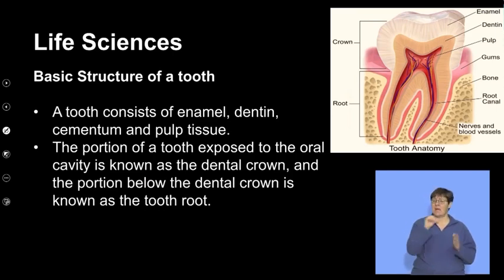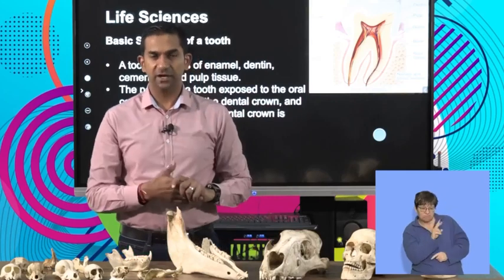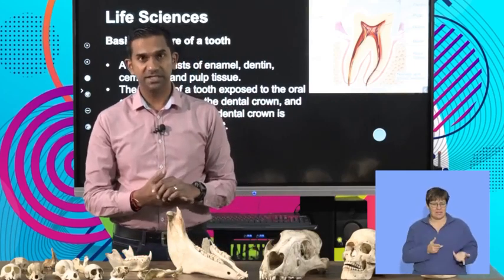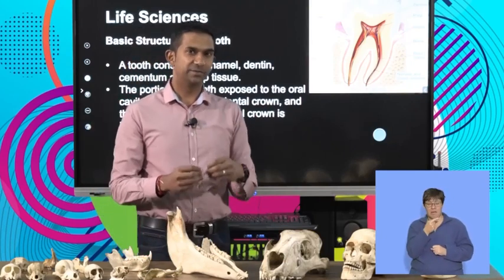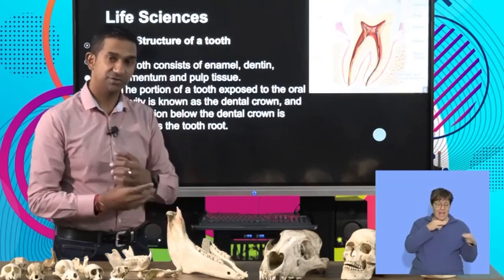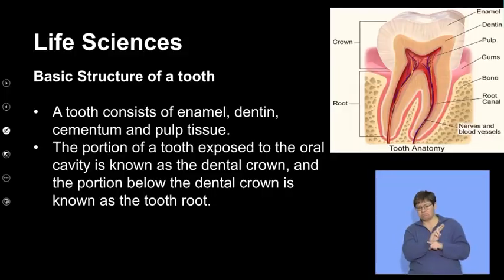Teeth are an important part of dentition. It's important that we have an overview of the basic structure of the tooth. Why is that important? Teeth play a very important role in chewing, and if we don't understand that, it will be a shortfall on us in terms of explaining how dentition occurs. So let's have a very quick overview of the structure of the teeth.